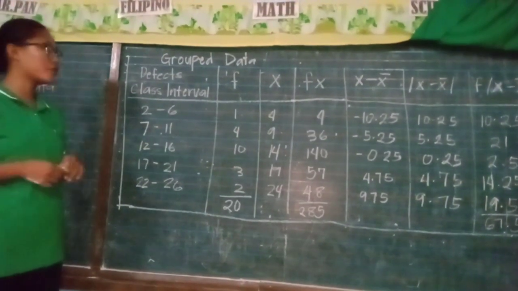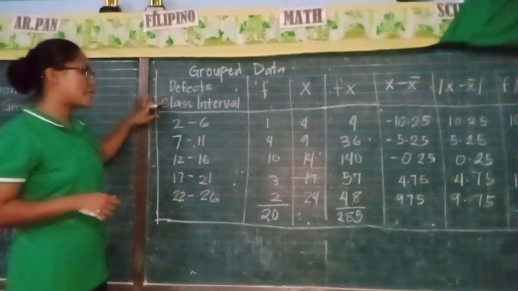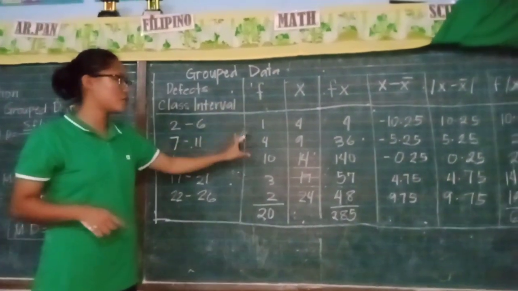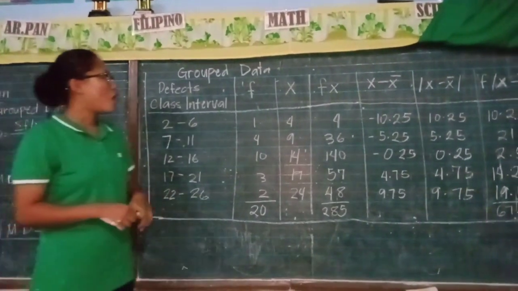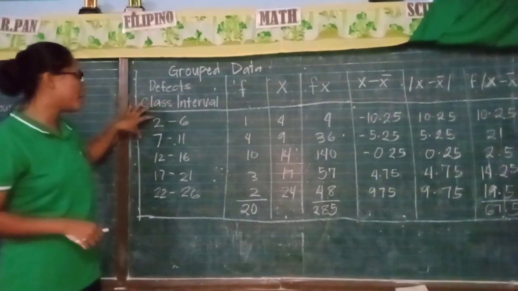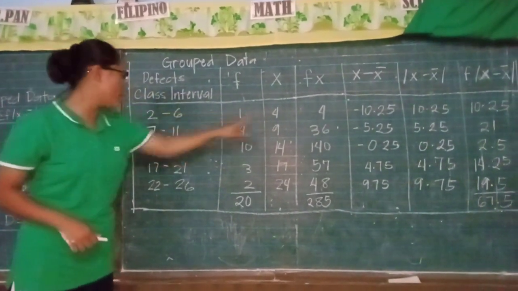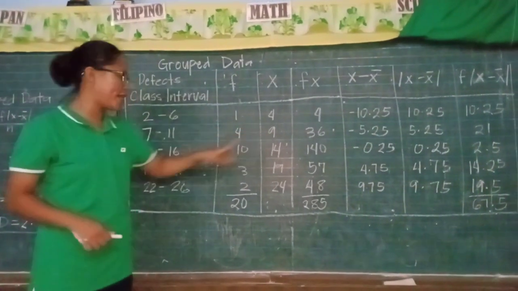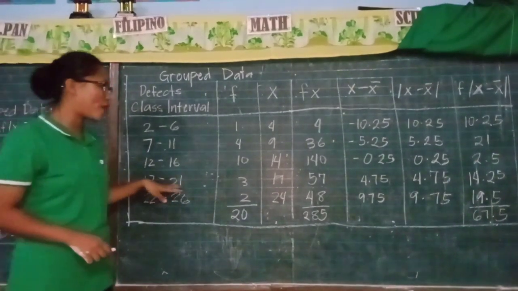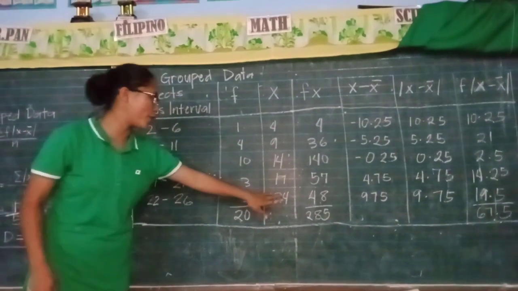And now we will proceed to the grouped data, and we have our example, and our class interval is given, and also our F or frequency is given. And now, to get our X, we will get the midpoint of these numbers: 2 and 6 is 4, 7 and 11 is 9, 12 and 16 is 14, 17 and 21 is 19, and 22 and 26 is 24.